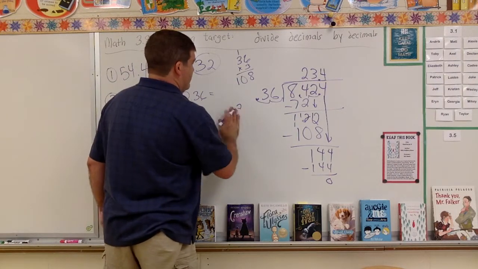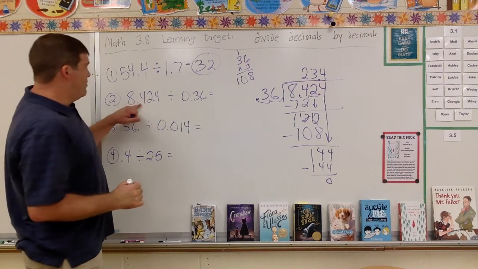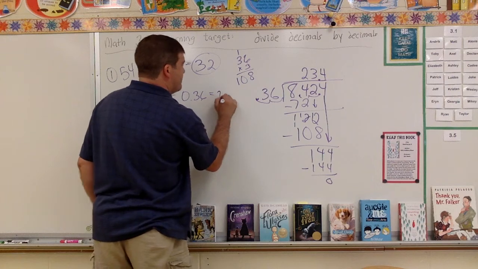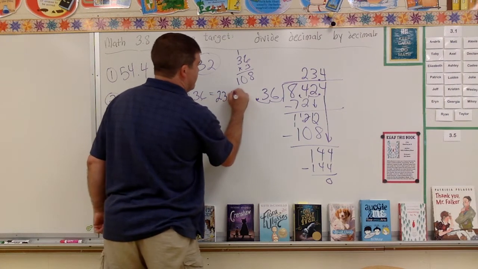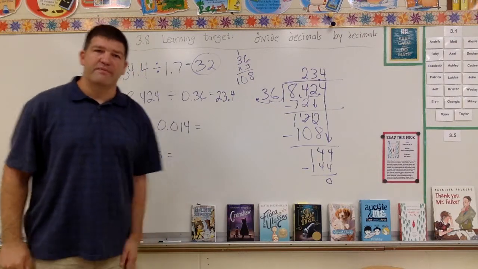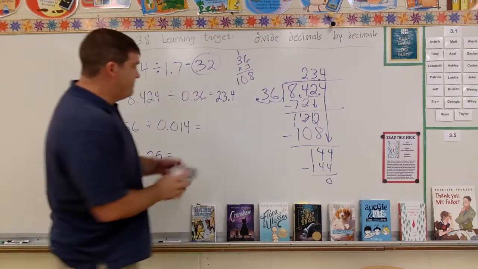So, when I do this one, 8.424 divided by 0.36 gets me 23.4. I moved my decimal over, then I did the division. All right, 2 more to go. Let's do it.